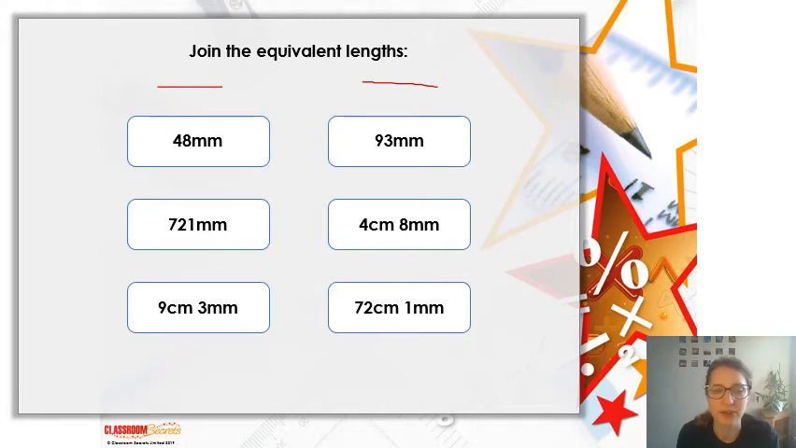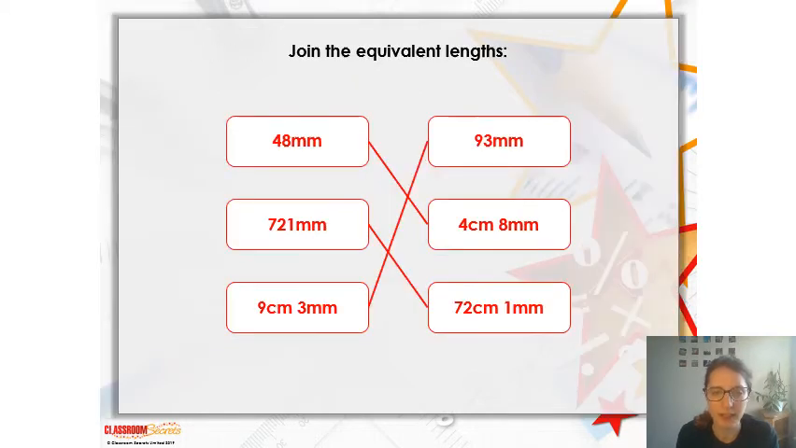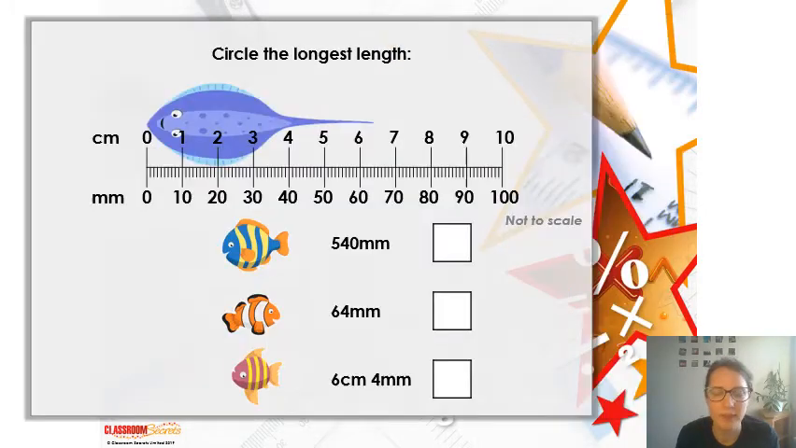Okay, let's have a look. So we've got 48 millimetres, 721 millimetres, 9 centimetres and 3 millimetres on that last one. Okay, and this is how they should be matching. 48 millimetres, the same as 4.8 centimetres, or 4 centimetres, 8 millimetres. 721 millimetres, 72 centimetres, 1 millimetre, and that leaves us with 9 centimetres, 3 millimetres, and 93 millimetres.